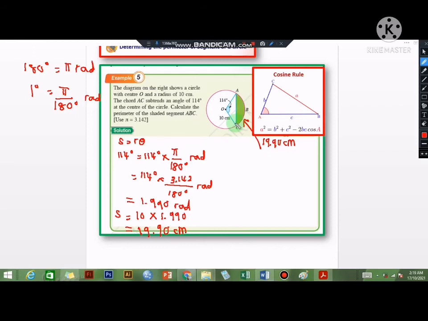In order for you to find the length of chord AC, this one is chord AC, you need to apply the cosine rule. Okay, remember the cosine rule? You already learned this formula before. You need to apply this cosine rule to find the length of chord AC. So what is the formula? This is the formula: A squared equals B squared plus C squared minus 2BC cos A.